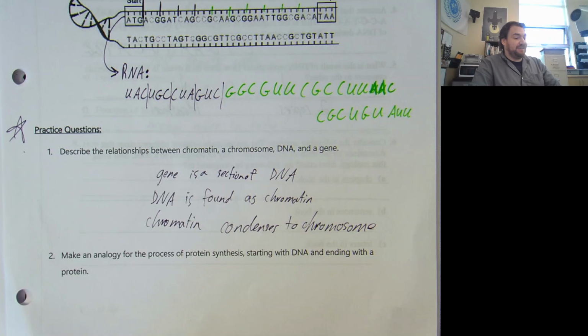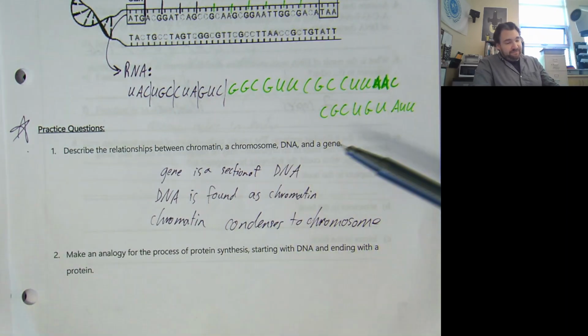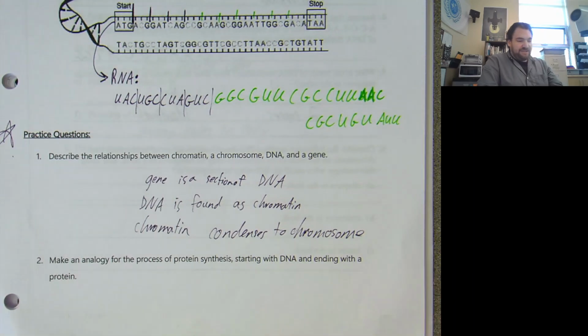From the beginnings of the practice questions, I'll ask you to describe the relationship between these four things. Here it is. Gene is a section of DNA. DNA is found as chromatin. Chromatin condenses to a chromosome. I mean, as long as you had something that sounds like that, that is the relationship between those four things.